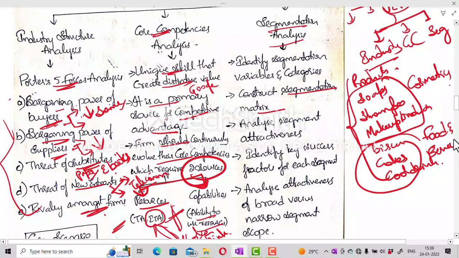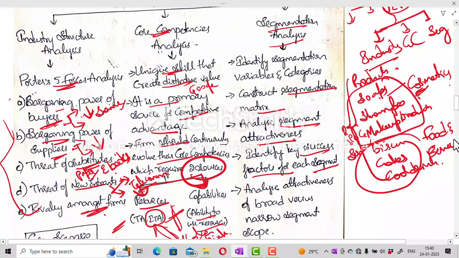We need to categorize them, analyze the segment attractiveness. Which segment is more profitable in the position we should analyze, and identify the key success factor for each segment. Key success factor in the sense why it is beneficial, what makes it rule the market, why this soap is more beneficial. Like that we need to check whether it is giving the quality, or it is low price, or it is giving proper service to the customers.